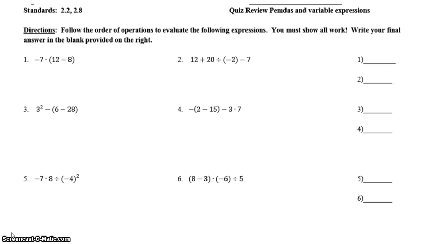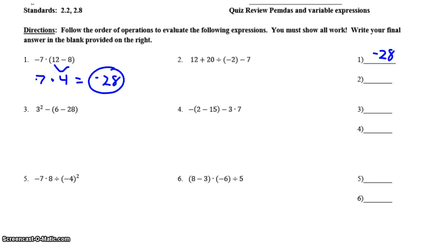So if we look at number one, it says -7 parentheses 12 minus 8. The first thing we're going to do is the 12 minus 8 because that is in parentheses, and whatever is in parentheses is what we're going to do first. So the 12 minus 8 gives us 4. -7 times 4 would give us -28, and that's our final answer. So number one was -28.